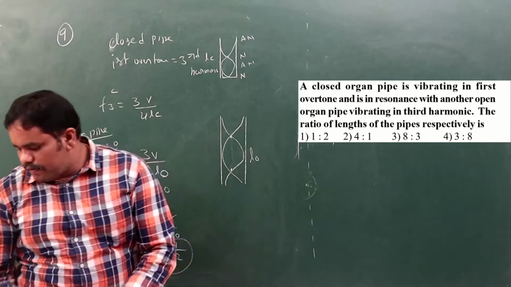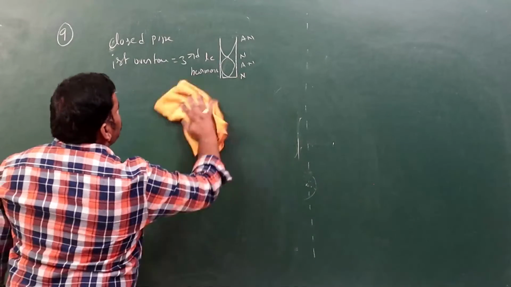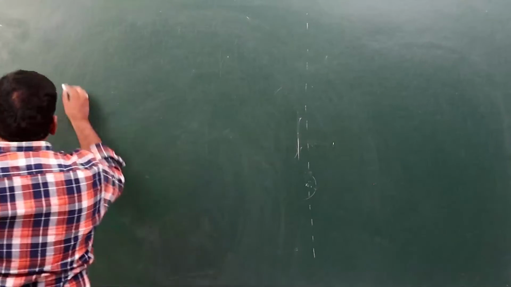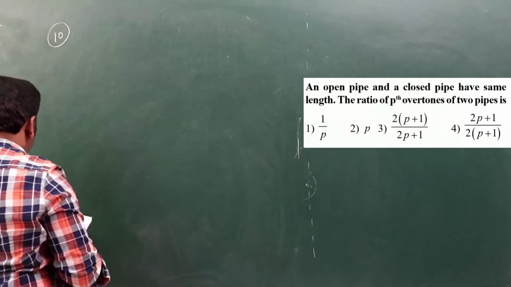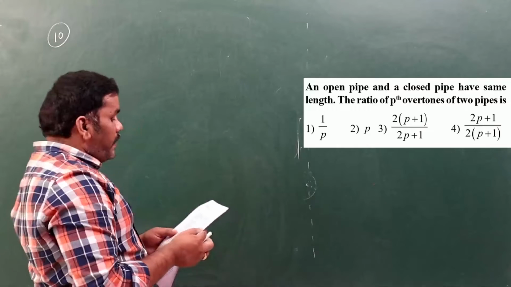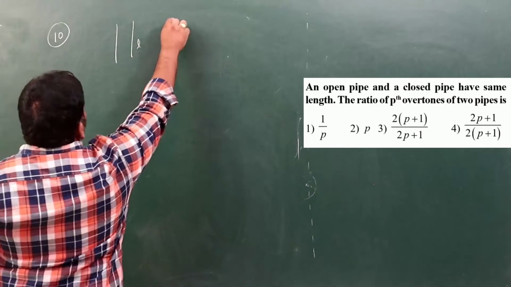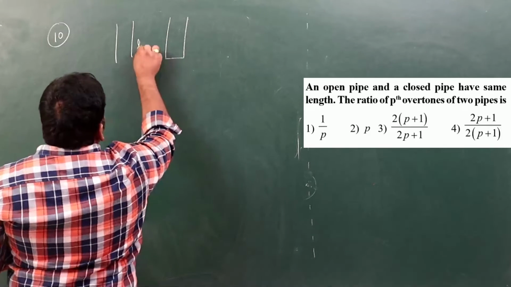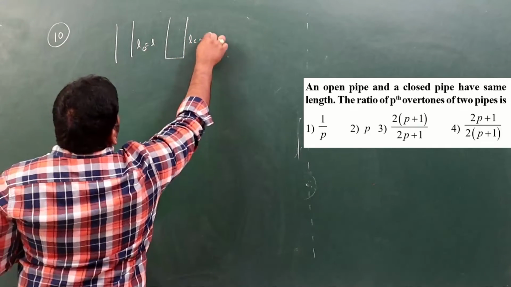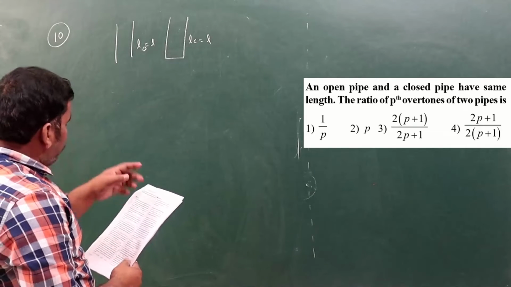Next, question number 10. The open pipe and closed pipe have the same length. The ratio of pth overtone of the two pipes. Open pipe and closed pipe having the same length. L0 is equal to L, LC is equal to L. Both are having the same length. The ratio of pth overtone of the two pipes.